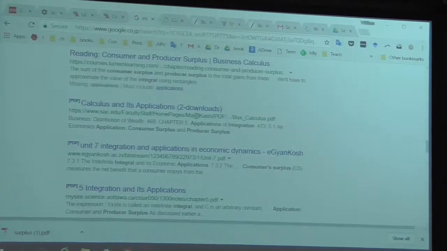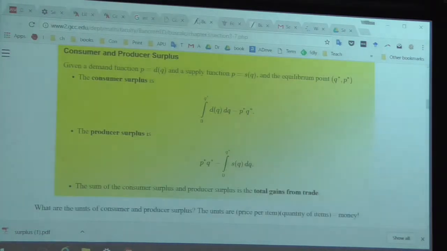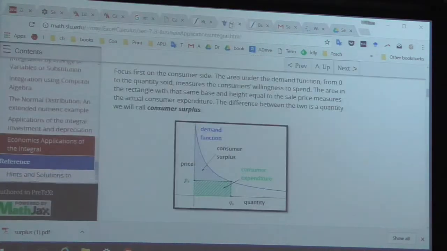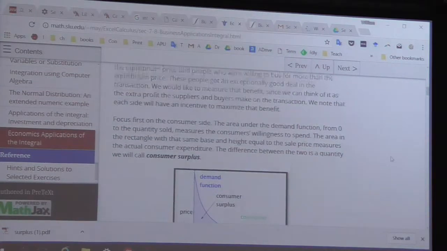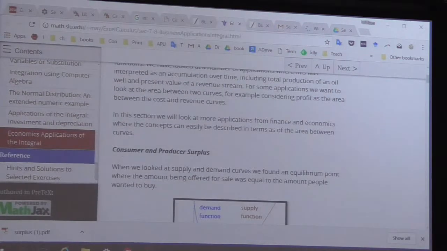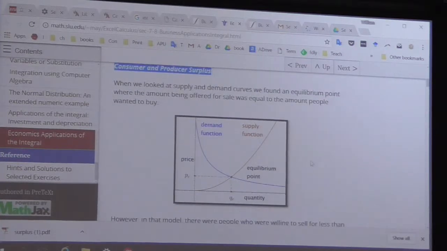Okay, let's look at one application of the integral. Let's look at this one. In economics, there's something called consumer surplus. There's also something called producer surplus, which is the same idea, the same type of analysis. So let's focus on consumer surplus.